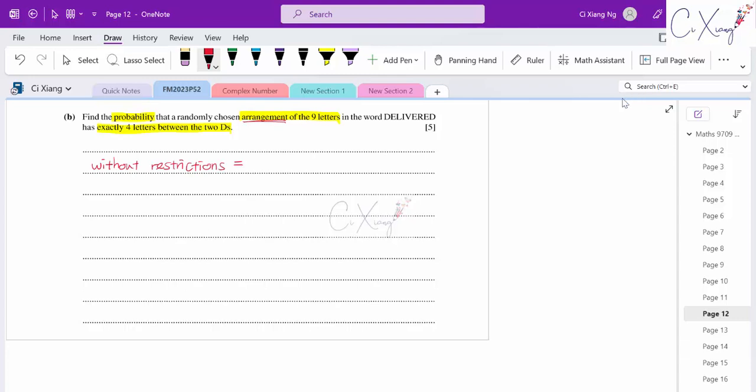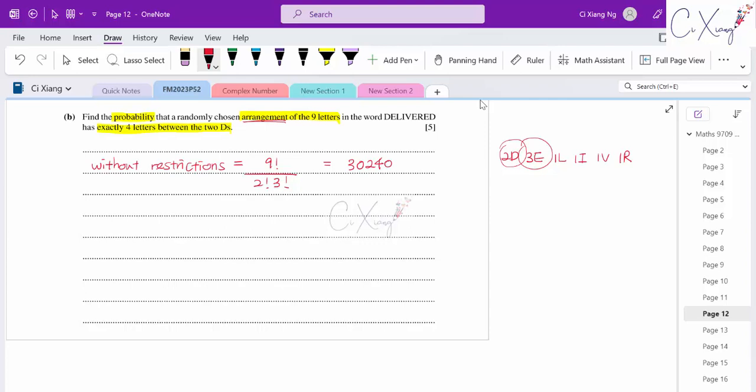If I want to arrange the letters without restrictions, I'm having 2D, I repeat again, 2D, 3E, 1L, 1I, 1V, and 1R. There are 9 letters in total, right? Without restriction, so I have 9 factorial. Out of the 9 letters, you can see that I'm having 2 identical D, so I have to divide it by 2 factorial. So I'm having 9 factorial divided by 2 factorial, and also I'm having 3 identical E, therefore I have to divide it by 3 factorial. So this is the total number of arrangements without restriction. Answer should be 30240.